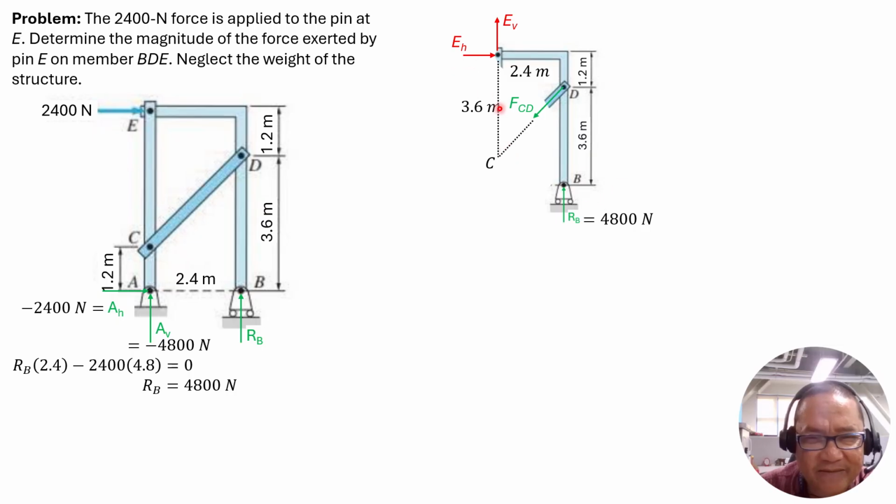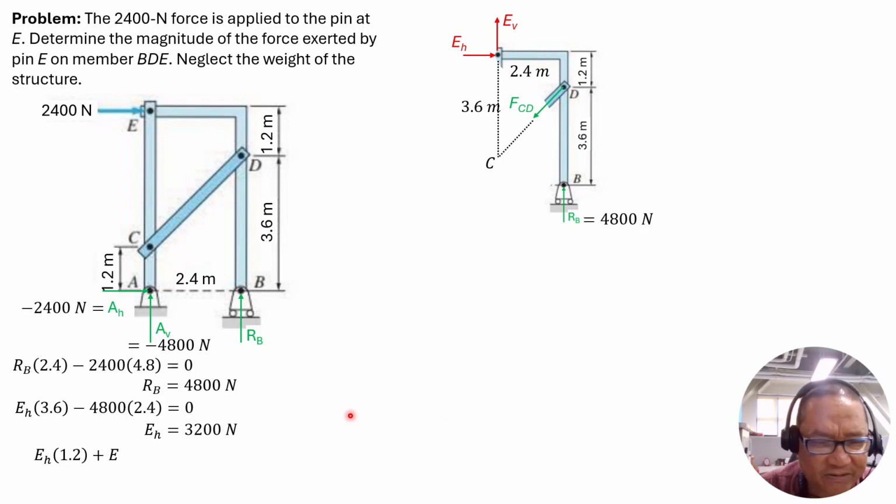So clockwise positive, EH times 3.6 minus 4,800 times 2.4 equals 0. So E sub H is equal to 3,200 newtons. Likewise, summation of moments about D equals 0, clockwise positive. So we have EH, which is 3,200, EH times 1.2 plus E sub V times 2.4 equals 0.